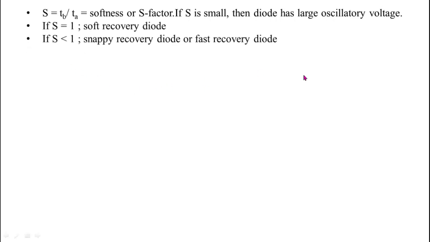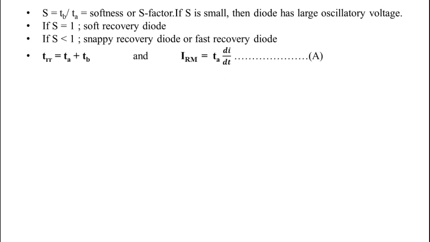When S is less than 1, it is a snappy recovery diode. In case of a fast recovery diode, this TA is greater than TB. That's why we are getting S less than 1. So we can say that total time TRR, that is equal to TA plus TB, is nearly equal to TA. Now TRR is equal to TA plus TB.